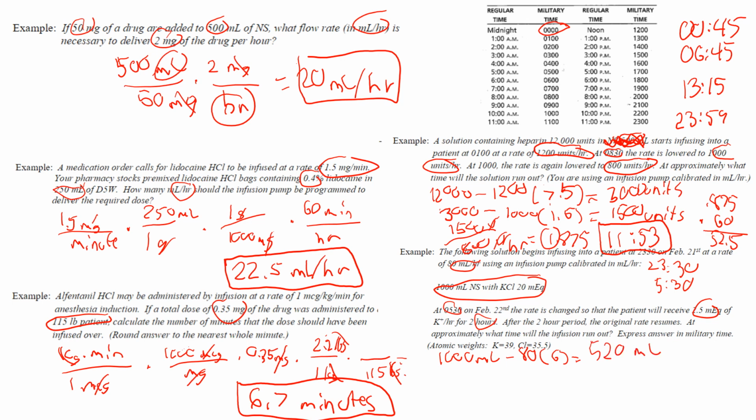But now all of a sudden, our units change. Instead of wanting milliliters, now we want milliequivalents at a certain rate. How do we do that with what we have left? Well, we can essentially set up a proportion, since we know that there's 20 milliequivalents in 1,000 milliliters, we can find out how many are left in 520 milliliters just by setting up a proportion like this. So we'll do 20 times 520, and then divided by 1,000. And we find out that left in this bag at this 5:30 a.m. time point, there are 10.4 milliequivalents left in the bag.